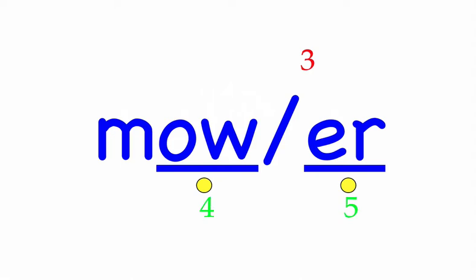Mo-er. Violin. She plays the violin beautifully. Vi-o-lin. Vi, two sounds. V, I. O, one sound. Lin, three sounds. L, I, N. Vi, O, lin.